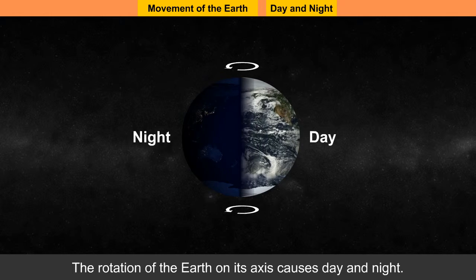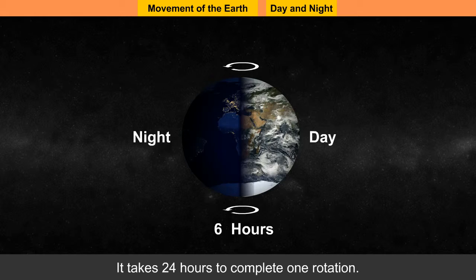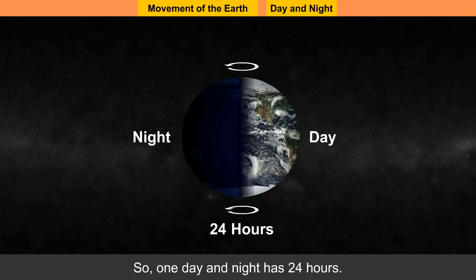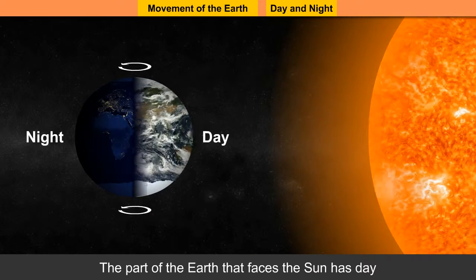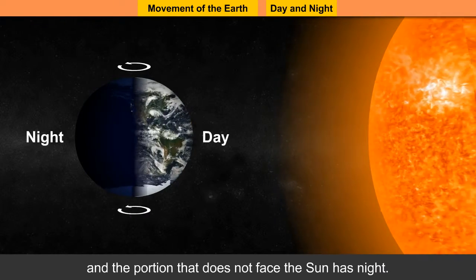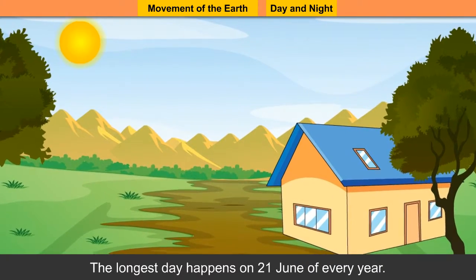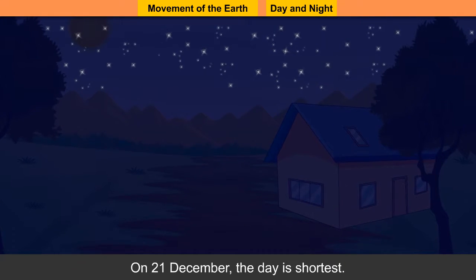Day and night. The rotation of the Earth on its axis causes day and night. It takes 24 hours to complete one rotation. So, one day and night has 24 hours. The part of the Earth that faces the sun has day, and the portion that does not face the sun has night. The longest day happens on 21st June of every year. On 21st December, the day is shortest.